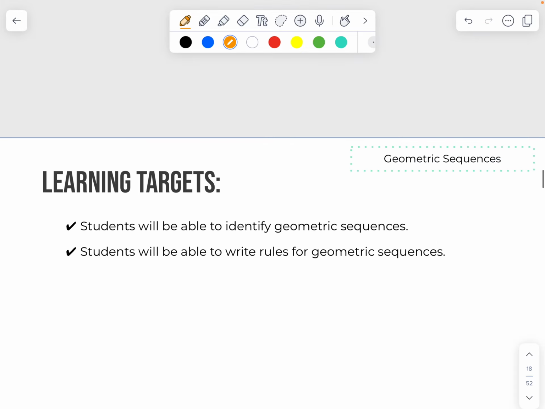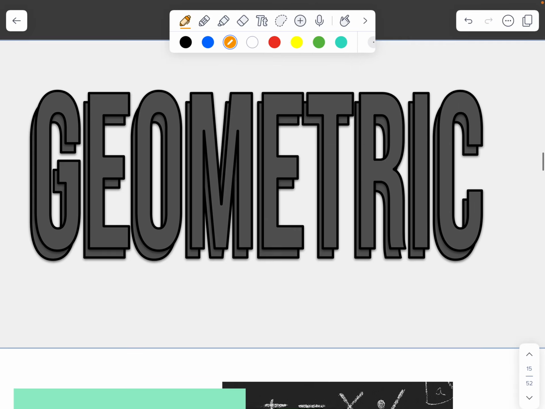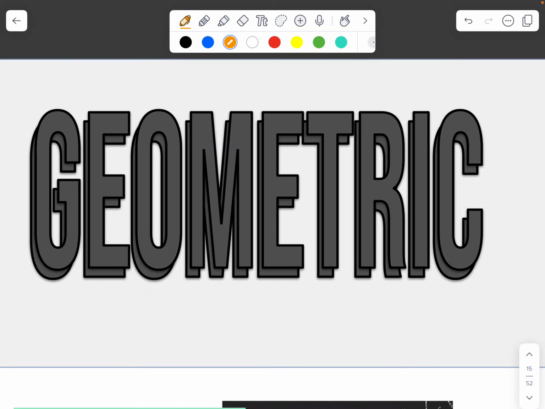Now, let's look at geometric sequences. Now remember, a sequence is just an ordered list of numbers. Arithmetic means that in that list you're adding or subtracting. Geometric means that in this list, you might remember this from Algebra 1, we are multiplying each time. Now we could be multiplying by a whole number.